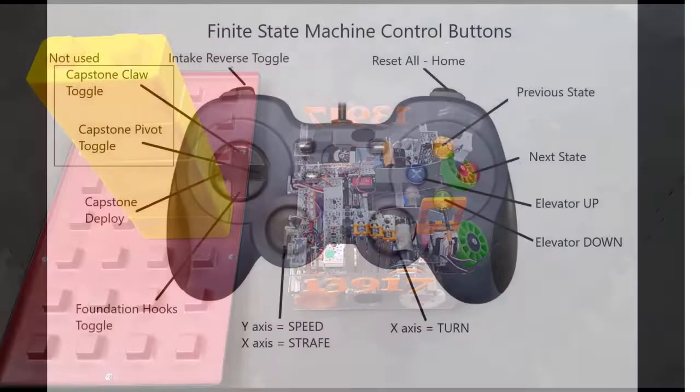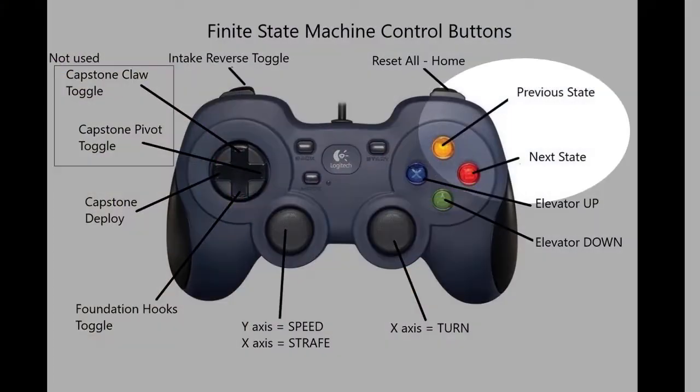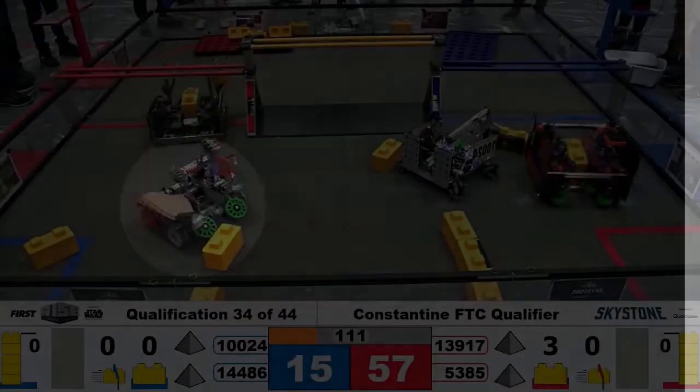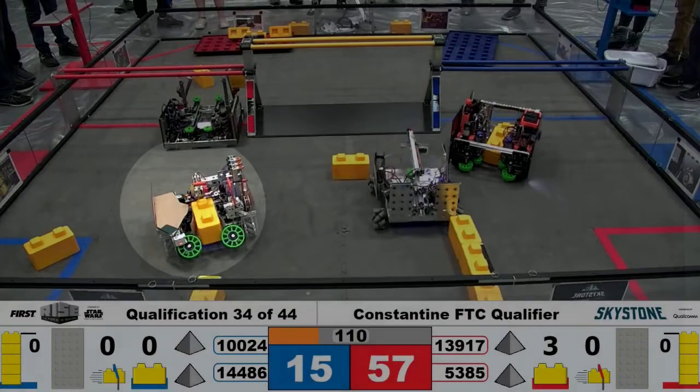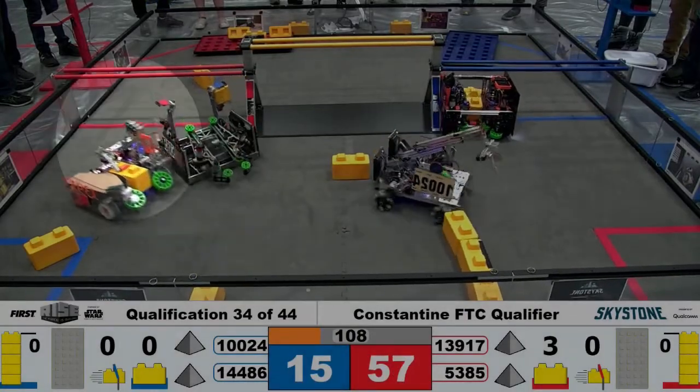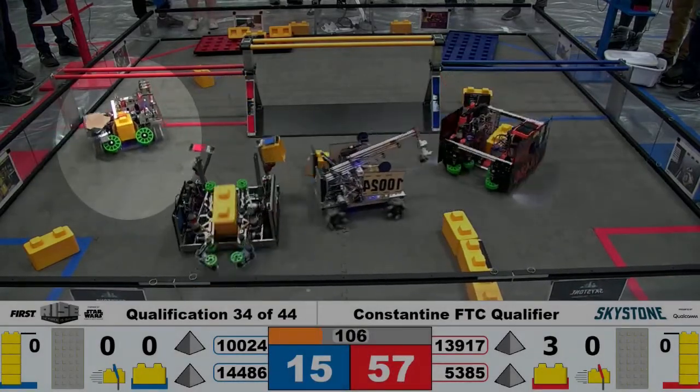The state machine allows us to move forward and backward through the sequence. Here is the updated joystick button assignment. The main button is now the next statement button. The driver uses this button repeatedly to go through the sequence. The only other button used is the elevator up or down.